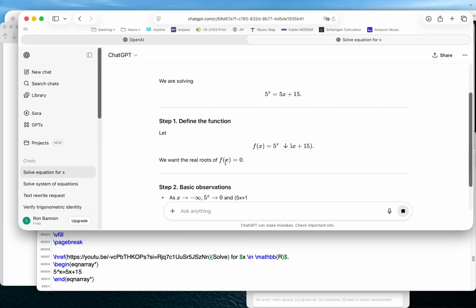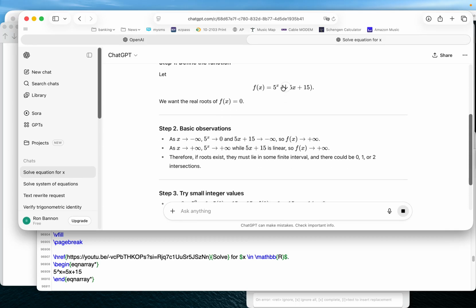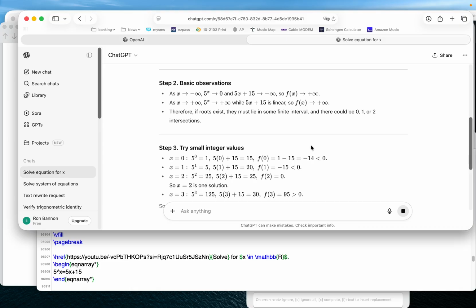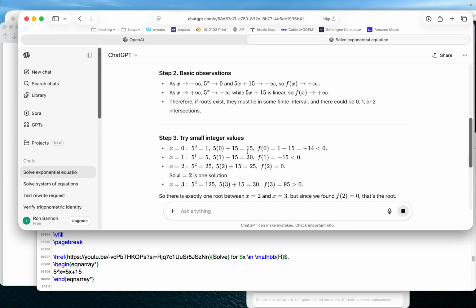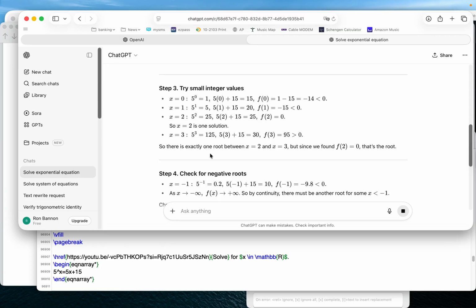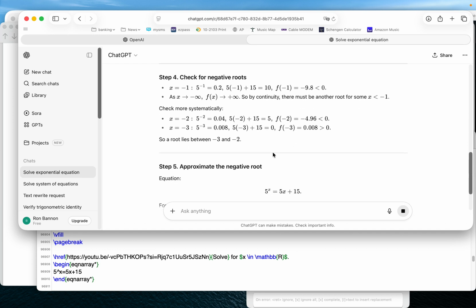And again, it's very similar. What are the roots of it? And it got the f of x down. And they go through some analysis. It's not so bad to do that. And they go through some trial and error. Again, this seems like a lot of work over here, but they're doing it. And they say, so there's exactly one root between 2 and 3, but since we found a 2, that's the root. And then it says check for negative roots over here.